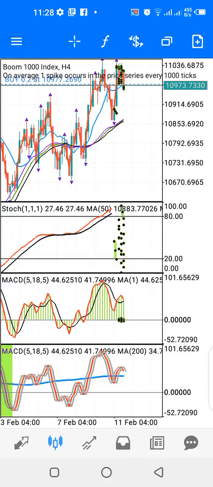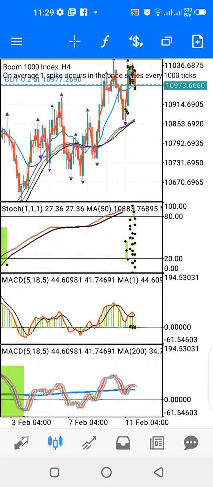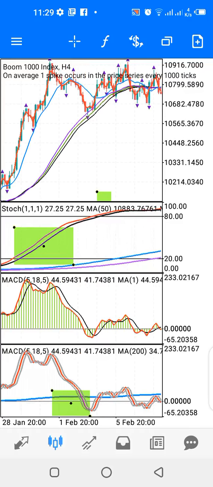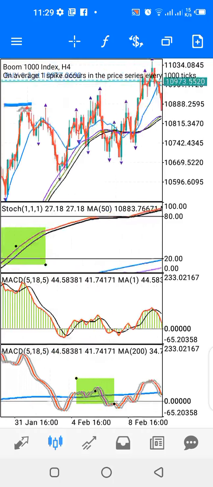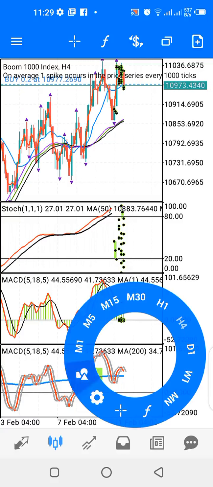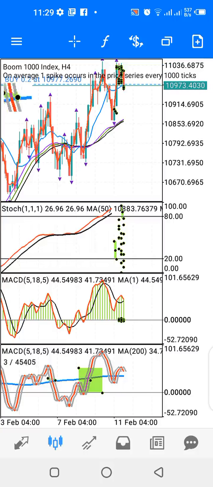Now let's go to the chart. This is the 4 hour chart. All right. How it works is similar to that of indicator window 2. Okay. When the red and the gray lines cross above the blue line, that's a buy signal. Okay, when it crosses below, sell signal.